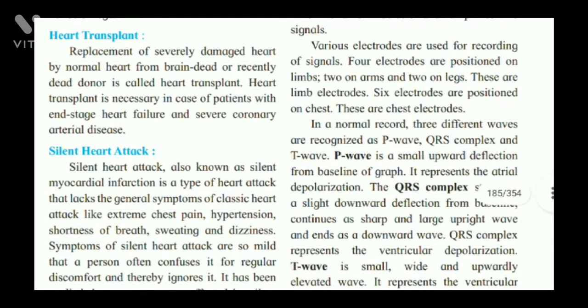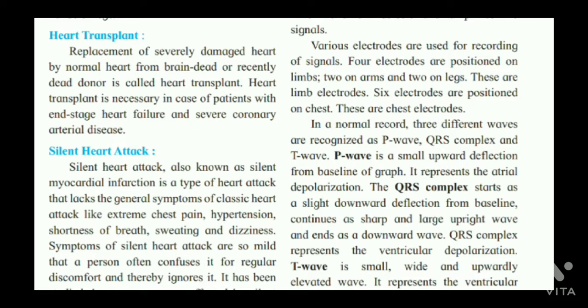Four electrodes are positioned on limbs, 2 on arms and 2 on legs. These are limb electrodes. Six electrodes are positioned on the chest. These are chest electrodes. In a normal recording, 3 different waves are recognized as P wave, QRS complex and T wave. P wave is a small upward deflection from the baseline of the graph. It represents atrial depolarization.